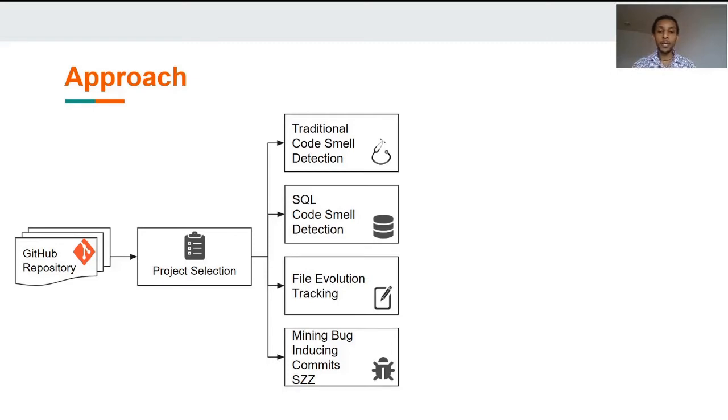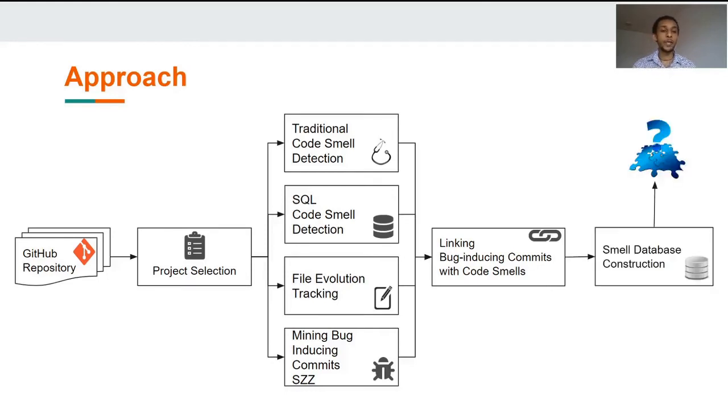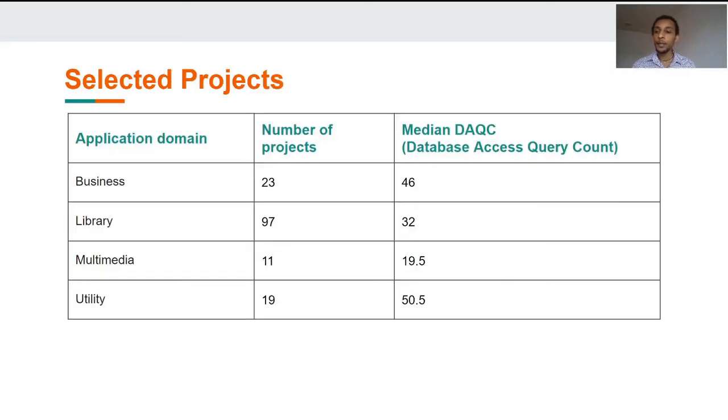Thirdly, we collected bug-inducing commits from bug-fixing commits in those projects, and we identified bug-fixing commits using a keyword-based approach. We linked the information obtained from smell detection, file evolution, and mining bugs, and built our dataset. Then we performed different types of statistical analysis to answer our research questions.